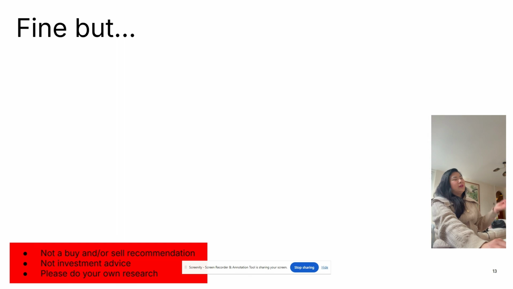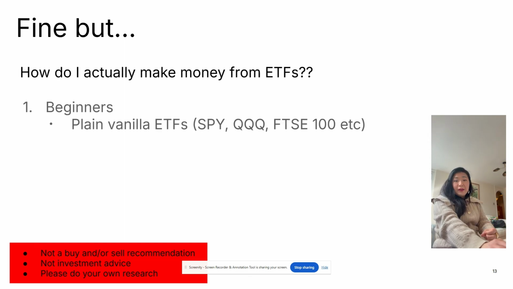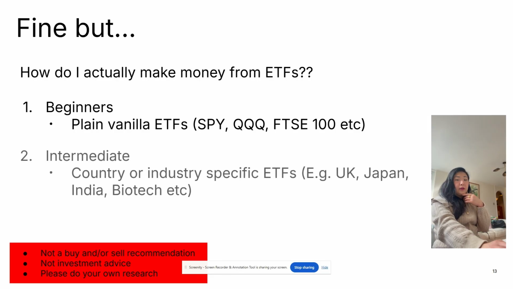And fine, how do you make money? How do you make money from ETFs? I would say for a beginner investor, if you've never invested before, just buy what they call the plain vanilla ETF. The SPY, which is the American S&P 500, QQQ, which I mentioned a little bit just now. The FTSE 100, I also mentioned it a little bit just now in my presentation. And if you're a little bit more intermediate, you can start thinking about country or industry specific ETFs.